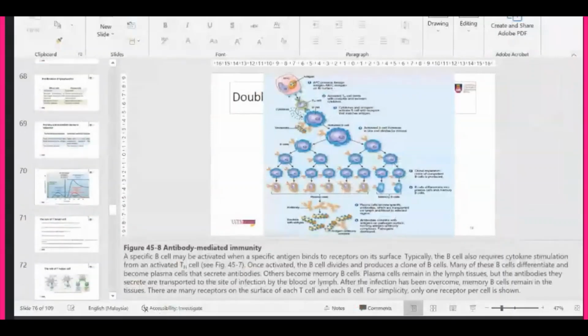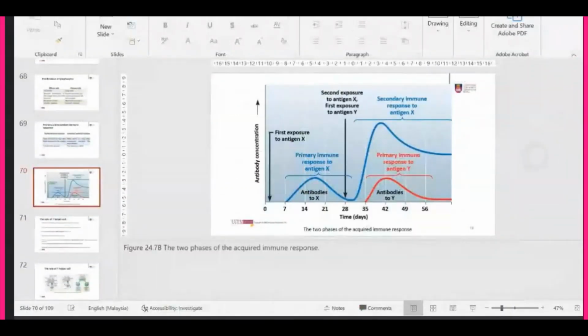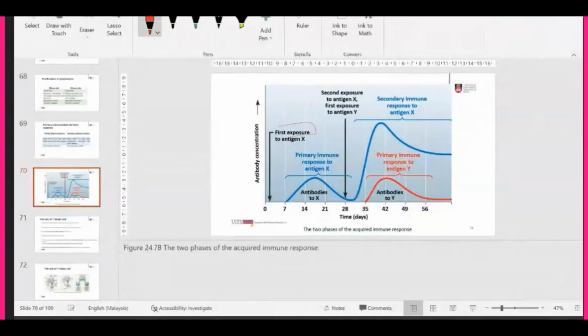You have to understand this graph, okay? First exposure, second exposure. The first exposure produces the primary immune response. Remember, the primary immune response is not the same as first line defense. That is another thing, that is the external barrier. The primary immune response is in the third line defense.